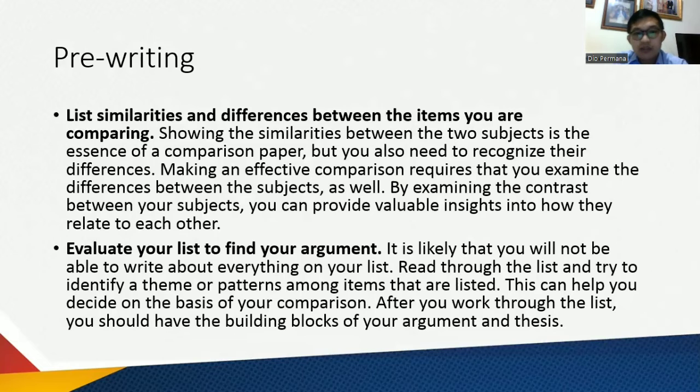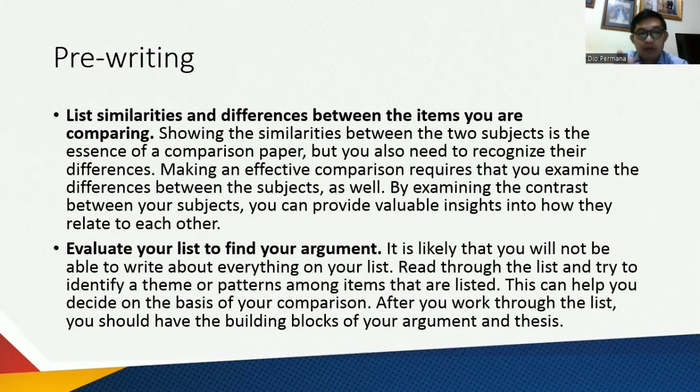Showing the similarities between the two subjects is the essence of a comparison paper. But you also need to recognize the differences. So it is better to put the similarities on the left side of your listing paper, and the differences on the right side. By doing this, it will make you effective in making comparison and also contrast. After you make the list of similarities and differences, you should evaluate your list to find your argument.